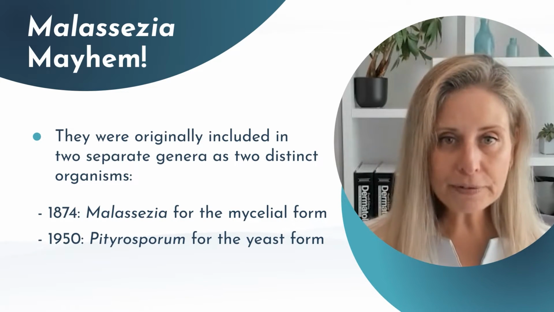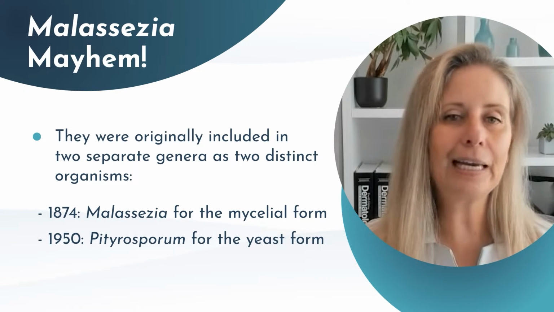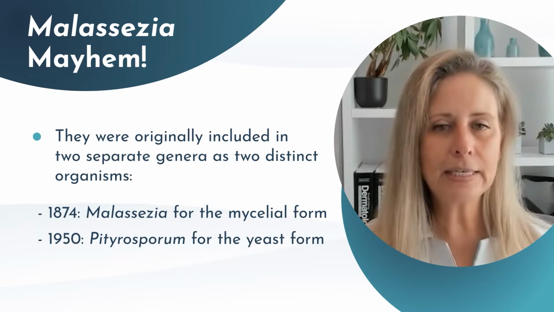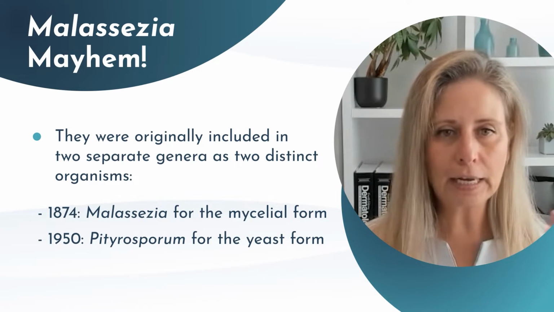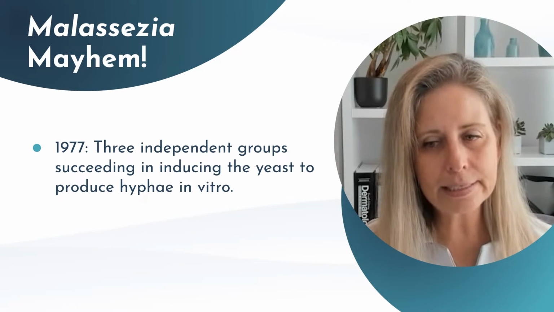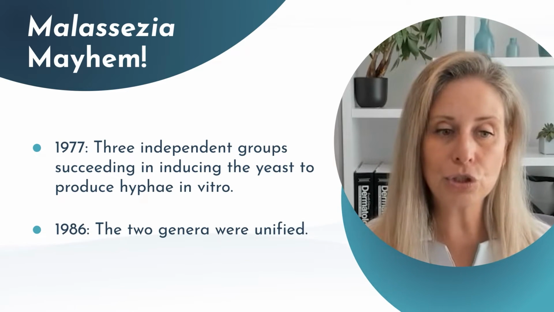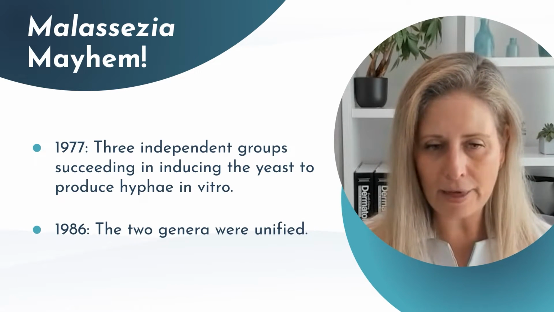And then in 1950, researchers saw the yeast form, and they named it Pityriasis, thinking, oh, this is a completely different organism. They didn't understand that this species is dimorphic and it can take on two different forms. In 1977, we realized, oh, this is the same organism, but it wasn't until 1986 that these two genera were unified and brought together. But you're still going to see a lot of information where it's listed as Pityriasis and sometimes Malassezia, and just know that it's the same organism, and we kind of just refer to it as Malassezia now.